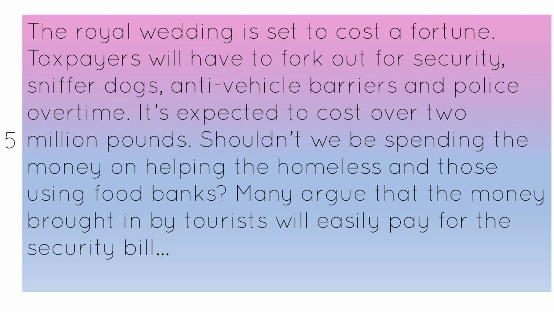We're looking at the tone here, talking about a royal wedding. So the royal wedding is set to cost a fortune. Taxpayers will have to fork out for security, sniffer dogs, anti-vehicle barriers and police overtime. It's expected to cost over £2 million. Shouldn't we be spending the money on helping the homeless and those using food banks? Many argue that the money brought in by tourists will easily pay for the security bill.